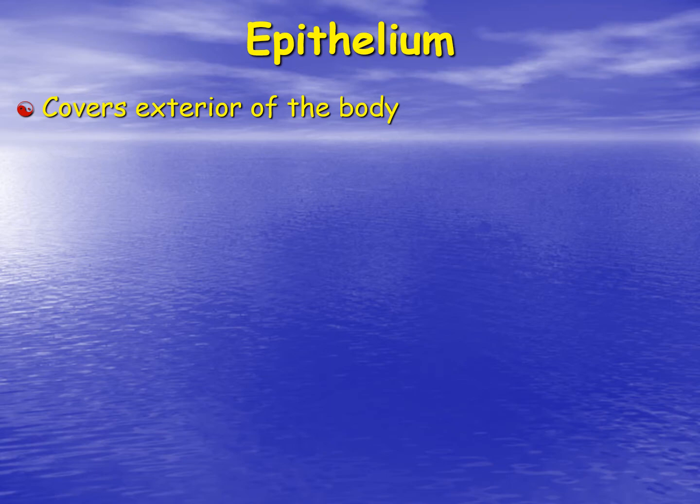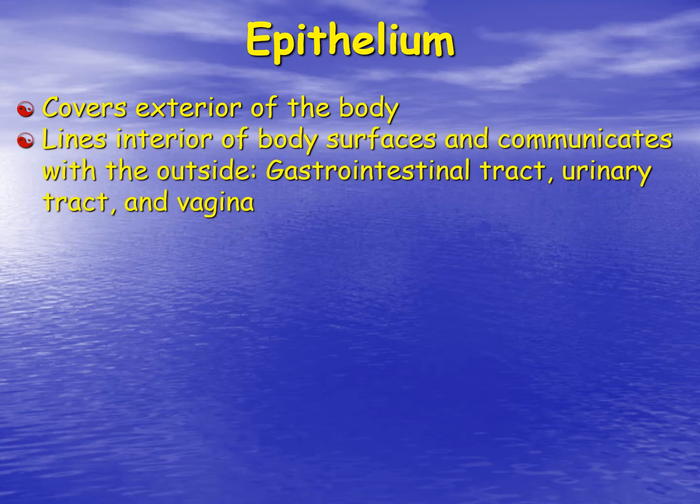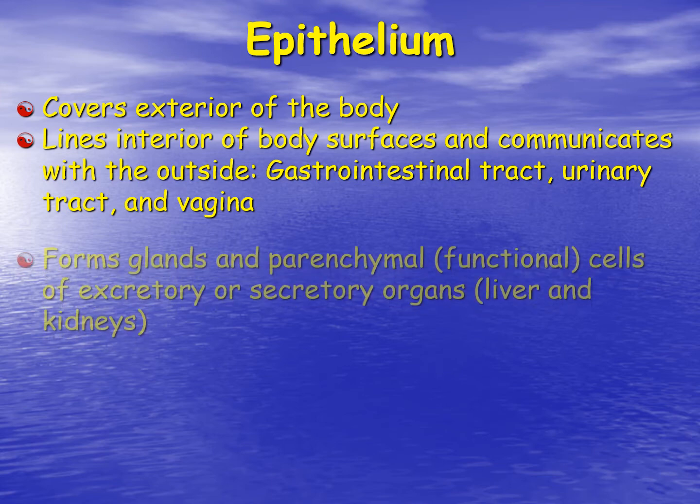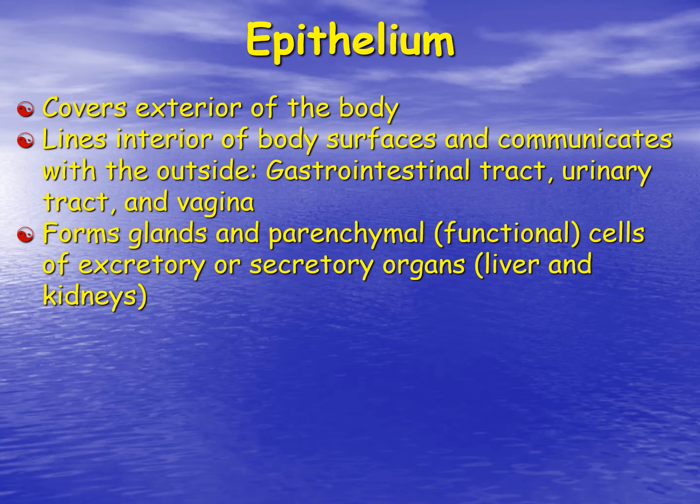Epithelium covers the exterior of the body as well as covering internal surfaces of the body, such as the digestive system. It also will line the internal cavities, such as the pleural cavity, pericardial cavity, and the peritoneal cavity or abdominal cavity. It will line body surfaces and communicate with the outside through the GI tract, urinary tract, and vagina. Epithelial tissues also form the glands and parenchyma, the functional cells of excretory or secretory glands in the liver and kidneys.